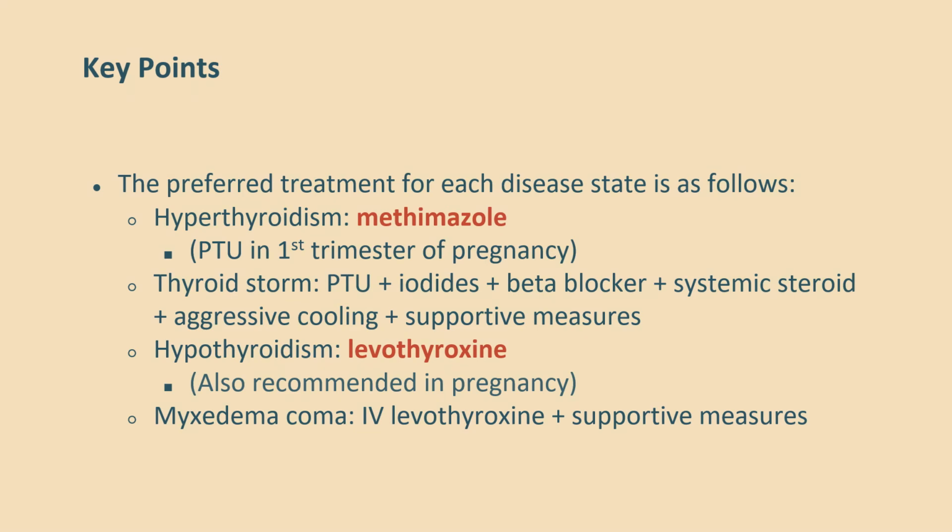The preferred treatment for hyperthyroidism is methimazole, except during the first trimester of pregnancy when we use PTU. For thyroid storm, we want to use PTU plus all of our other treatments like iodides, beta blockers, etc. Levothyroxine is our drug of choice for hypothyroidism and for myxedema coma. And just remember that in pregnancy, we're going to increase our dose but not change our drug.